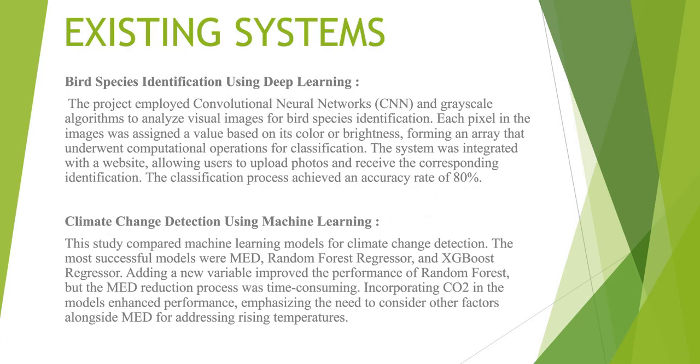Now, the existing system consists of bird species identification using deep learning. This first project employed convolutional neural networks, which is basically identification of images of birds. And the second project is about climate change detection using machine learning that employed two algorithms, random forest regressor and XGBoost regressor. So that's a simple regression project.